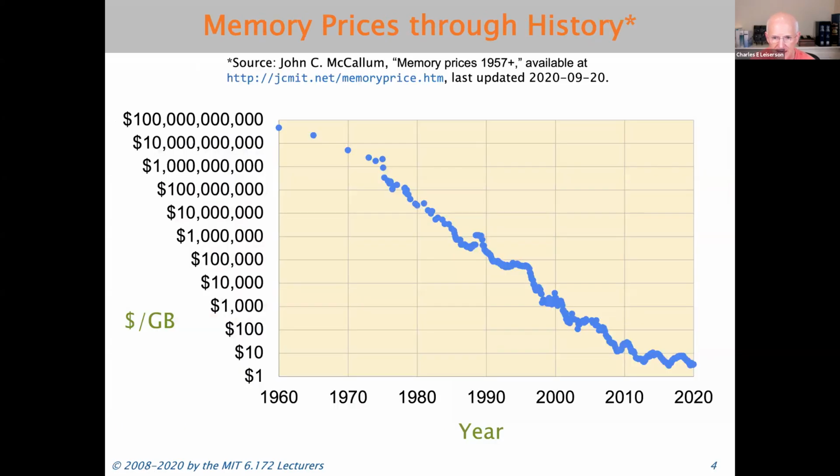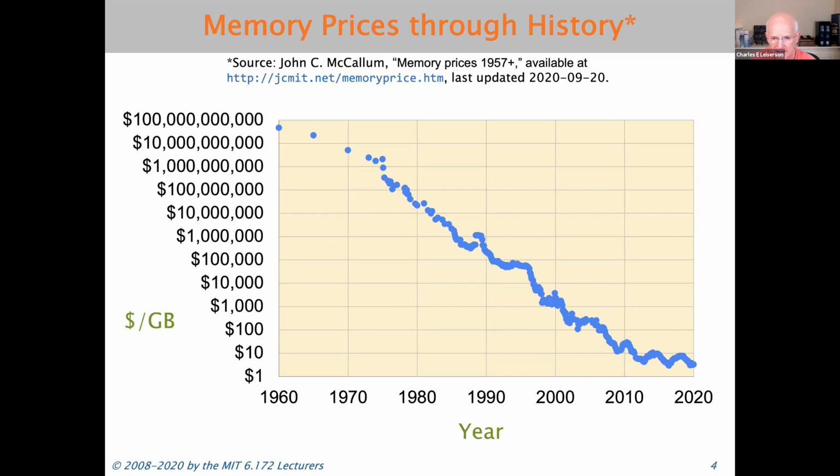What does DRAM stand for? Does anybody know what DRAM stands for? You can answer in Slack. Several people answering. Dynamic RAM. Yeah, dynamic random access memory is right. Dynamic random access memory. And it's an amazing technology.